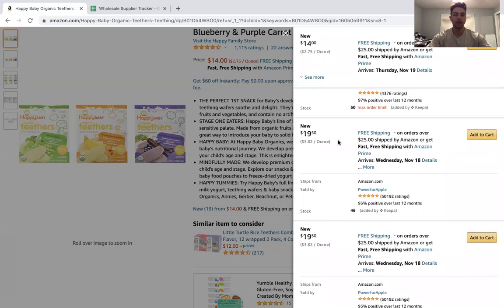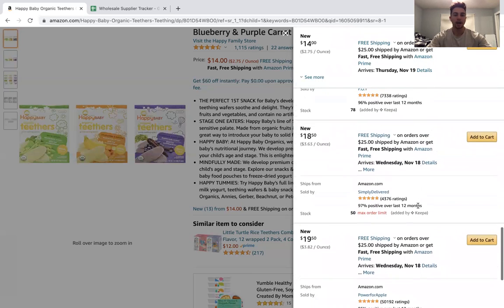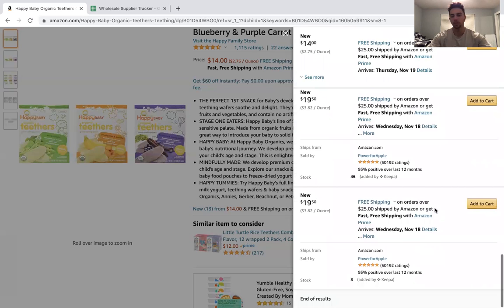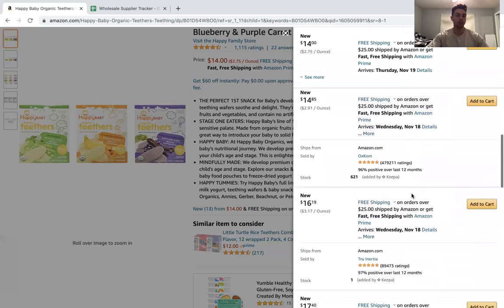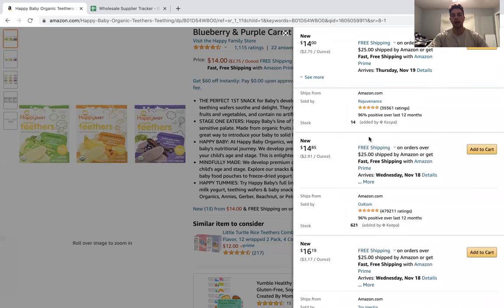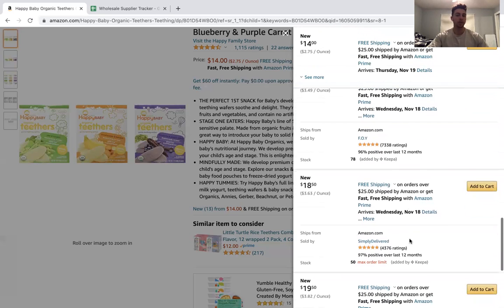So these price ranges are pretty high. Above 19, I'd probably rule those out. But anything below 19, I would say it's possible that seller might drop right to 14 at any given point because they are a prime seller. Maybe these sellers are getting it at a cheaper price because they're buying higher volume from the company, whereas these sellers might only be buying a couple.